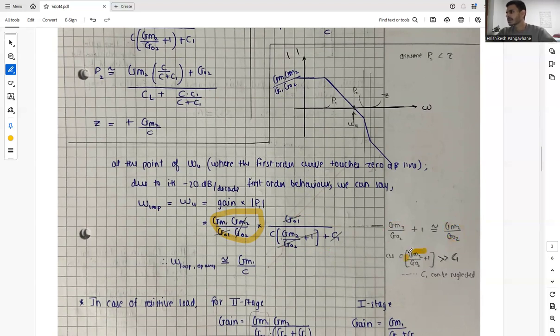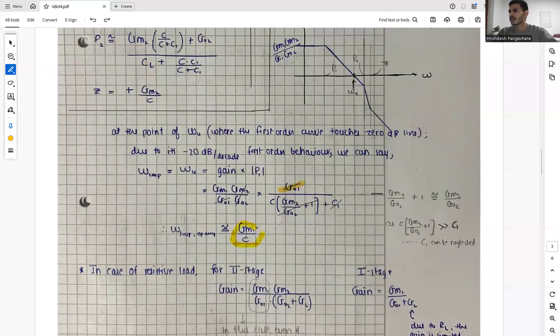And as C times GM2 by GO2 plus 1 is much greater than C1, C1 can be neglected. Thus we neglect the C1, and this term is GM2 by GO2 only, which is cancelled by this term, and this GO1 is cancelled by this term. So we are left with GM1 by C. That is how we consider our omega loop, and so we have arrived at the right equation.